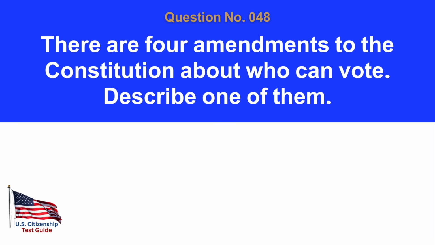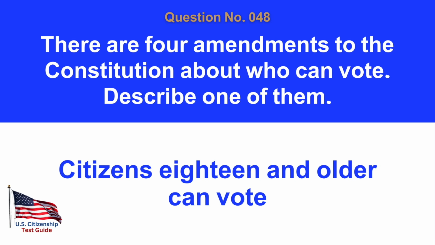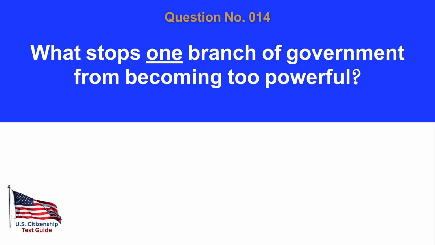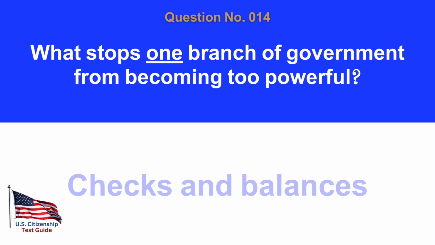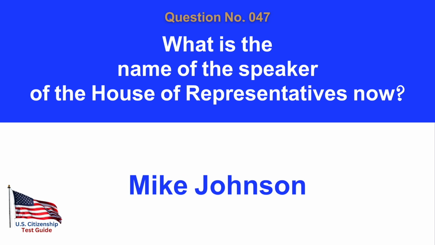There are 4 amendments to the Constitution about who can vote. Describe one of them. Citizens 18 and older can vote. What stops one branch of government from becoming too powerful? Checks and balances. What is the name of the Speaker of the House of Representatives now? Mike Johnson.